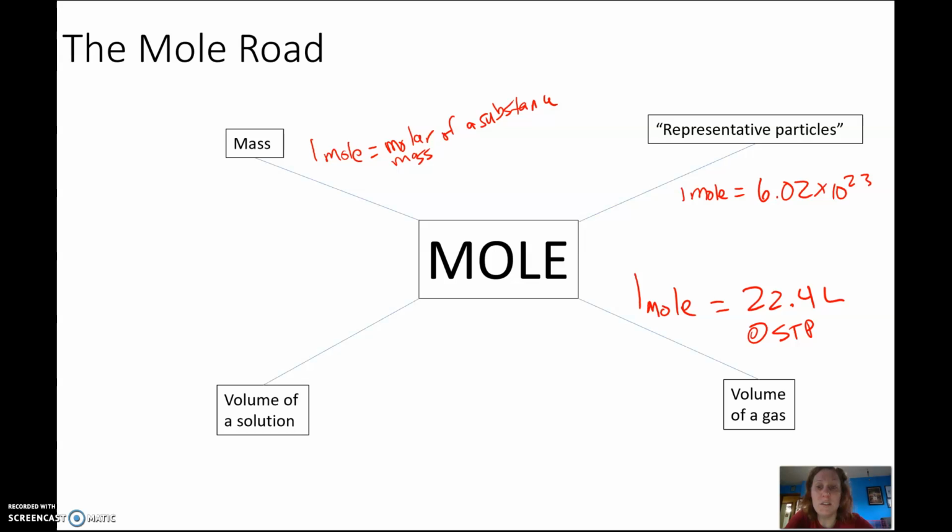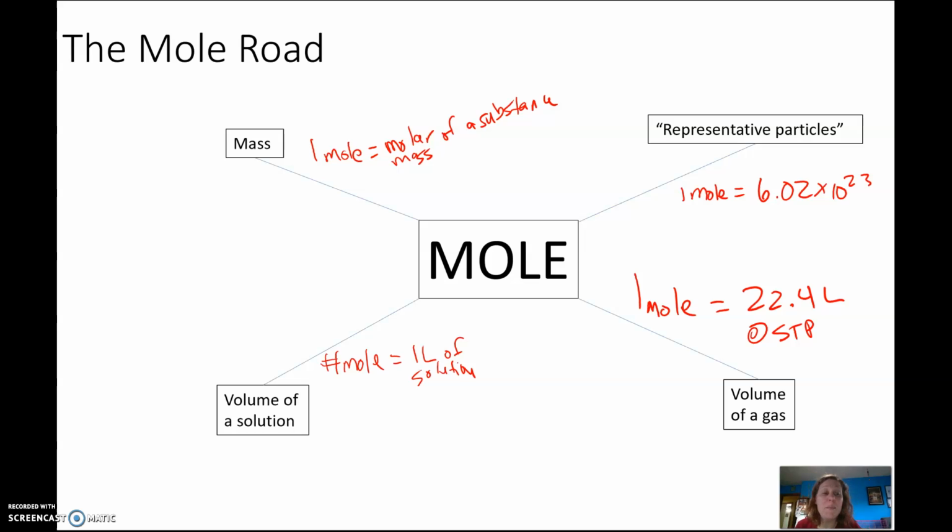Volume of a solution is something called molarity. 1 mole is equal to moles per liter. So actually, volume of a solution is the number of moles in 1 liter of solution. But really, the whole idea is that it's 1 mole, 1 mole, 1 mole, and that one's just a little different. I don't think we're going to get to that, but if we do, I know this is my horrible handwriting, but I'm trying to write on my screen and do this video at the same time.